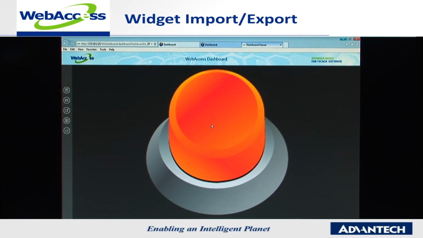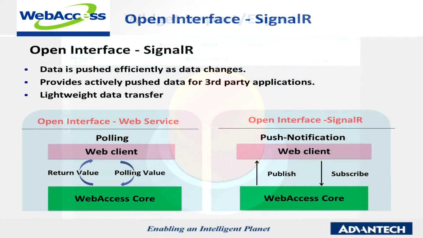In this way, we can move the widget to different projects for reuse as we like. Now we can see the button show the associated I/O status in real time. In this new version of WebAccess, we also provide the new generation Open Interface SignalR to increase a tool that developers can use to integrate systems.